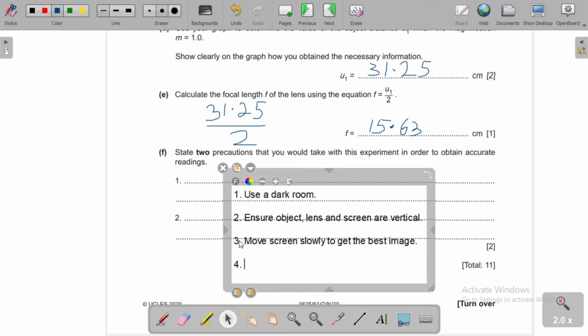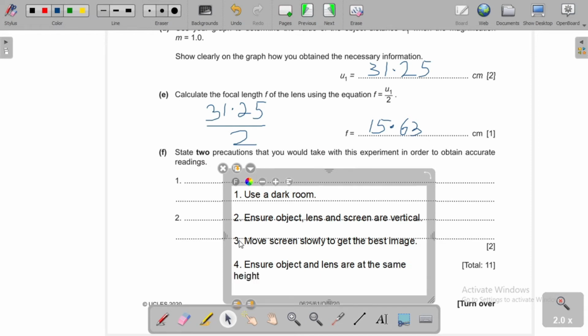Ensure objects and lens are at the same height from the bench.